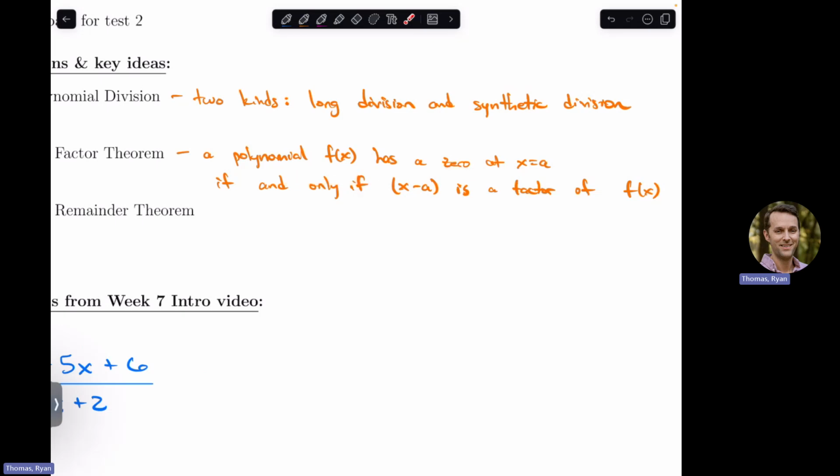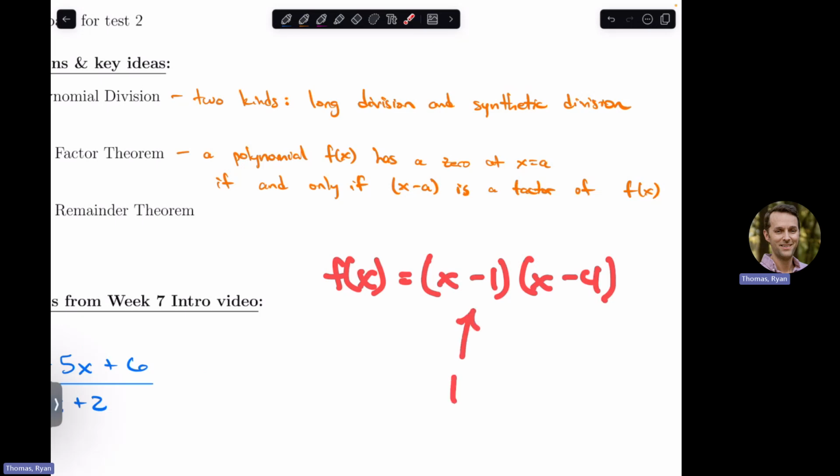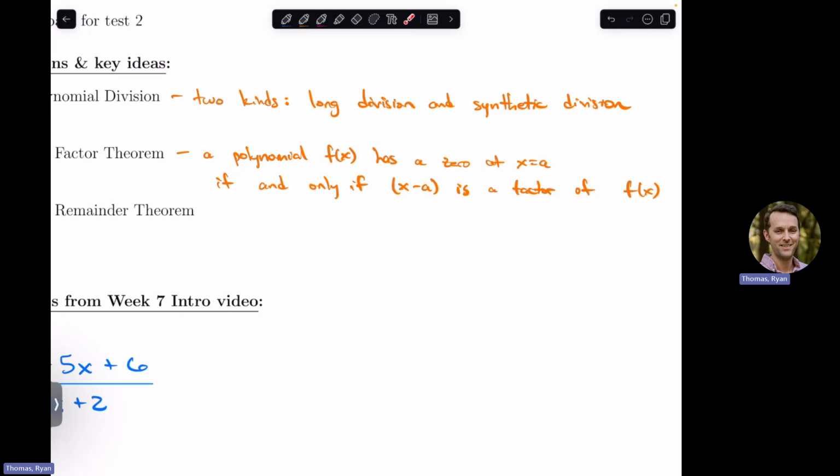We've done that as well. So the factor theorem says that these things are always true. The only way to get a 0 is if you get a factor, and the only way to get a factor is if you have a 0. So say my function was x minus 1 times x minus 4. The only zeros are 1 and 4 because the only factors are x minus 1 and x minus 4. So that's what this theorem says, that all of the factors correspond to zeros and all of the zeros correspond to factors. We'll see how we're going to use that in a bit.